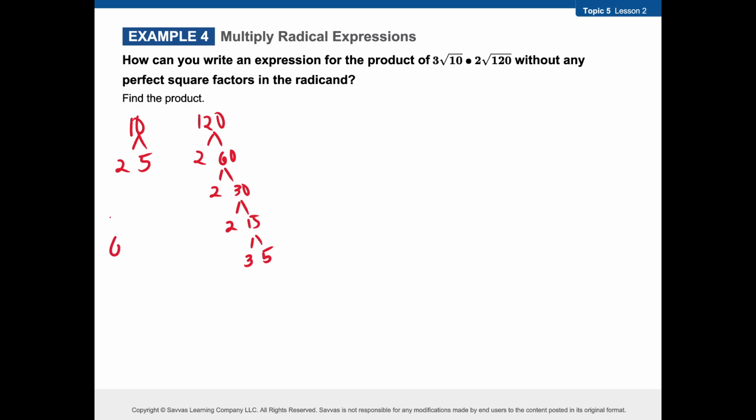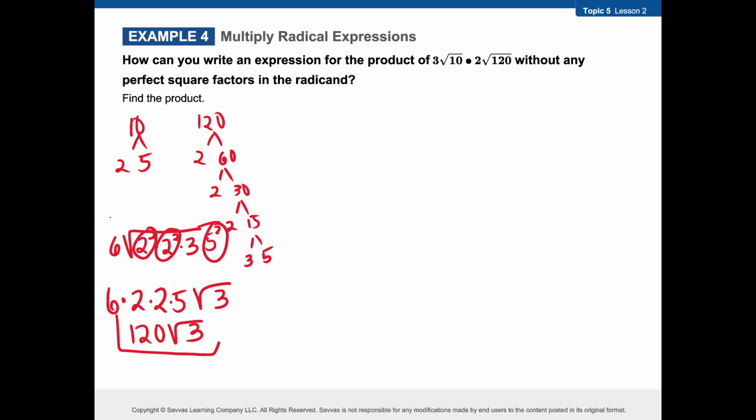So 3 times 2 is 6, and then inside, so now it's a square root, so now I need pairs. I have 1, 2, 3, 4. So I have perfect even numbers. I only have 1 3, and I have a pair of 5s. So the 6 is already on the outside. This 2 comes out, this 2 comes out, and a 5 comes out. And only 3 stays inside. So 6 times 2 times 2 times 5 is 120 with a radical 3.